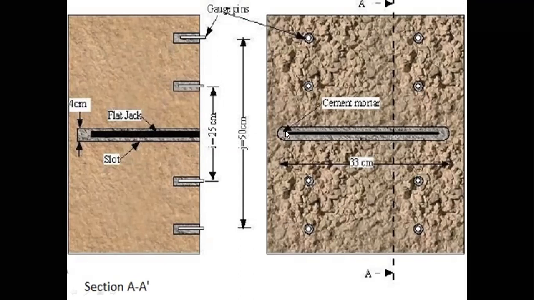Now a slot is driven in between these pins, and the flat jack is placed in it. This is a cross section of it. This diagram indicates the section A-A, the section of this portion. If I cut it, this is how it looks. The slot is driven up to a certain depth, and we need to maintain some gap between the flat jack and the dead end of the slot. The flat jack is inserted into the slot.